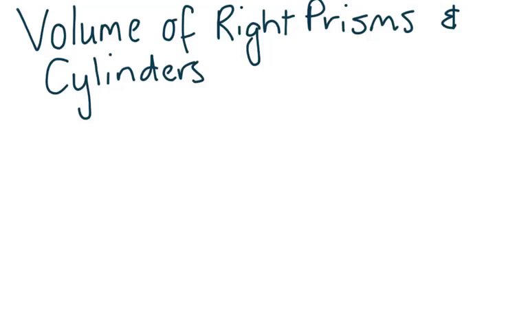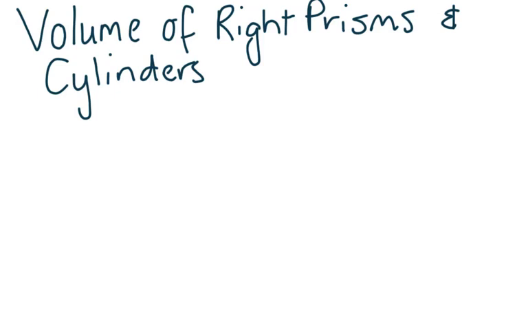So this video will touch on the volume of right prisms and cylinders. So a right prism is something like a cube, a rectangular prism, a triangular prism, a trapezoidal prism, all of those ones. And then we'll also do cylinders as well.